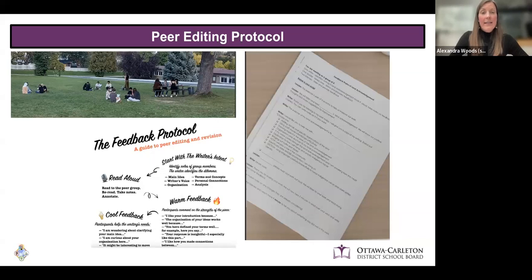This protocol actually uses a script. It asks students to identify what they're struggling with as a writer, their writing dilemma, and then to share their work in a group discussion. They receive warm feedback and then cool feedback, and then they go back and make changes to their work based on what their peers have given them in terms of feedback. But the student is responsible for determining which feedback they're going to take, which feedback they're going to leave.